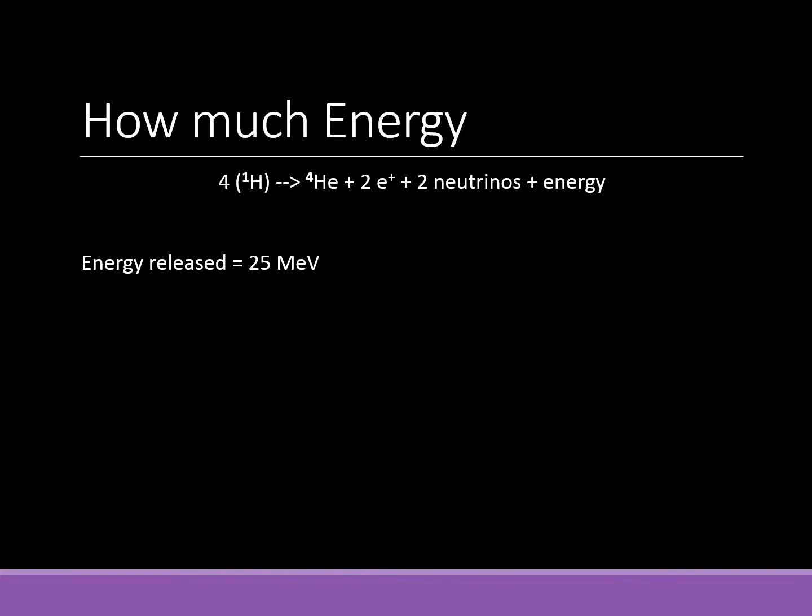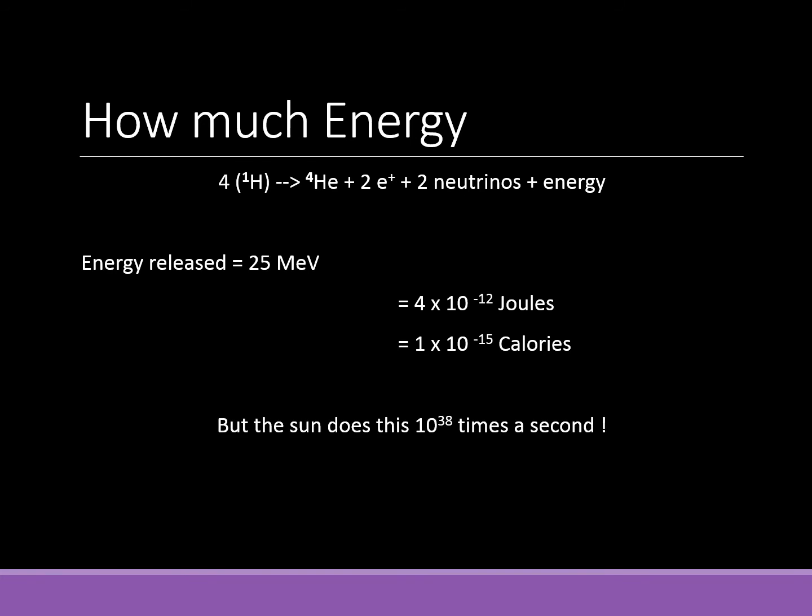That means it's the energy for moving 1 million electrons through 1 volt. So that's the energy we are talking about. We can also represent this in calories or joules.